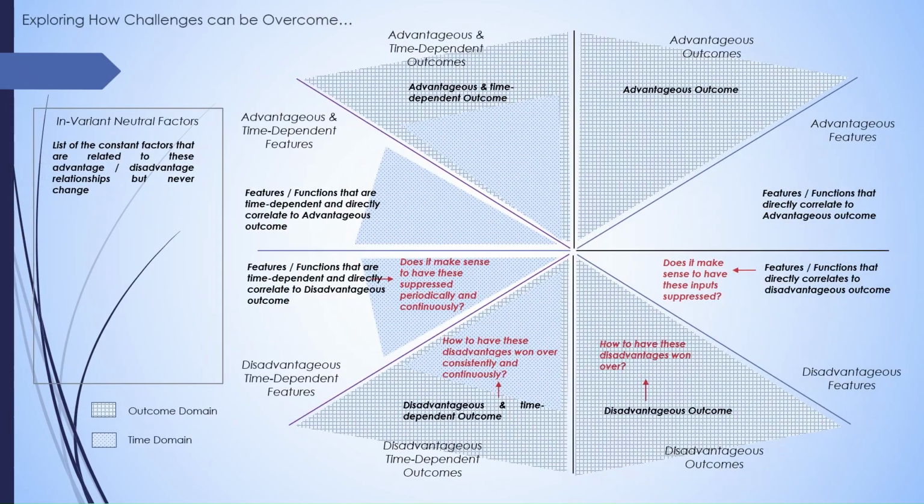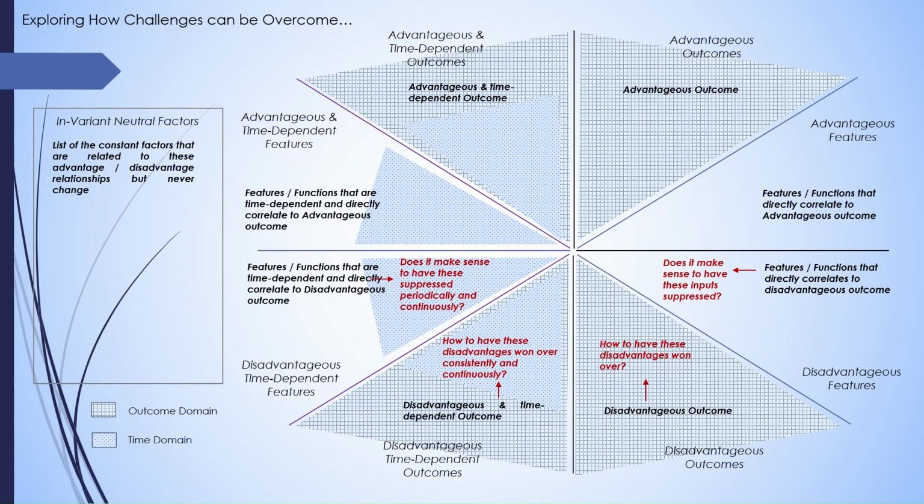Now, this is where exploration truly begins. Once you've plotted everything on the framework, the real trigger for innovation doesn't come from what's working well. It comes from the tough questions you're willing to ask. And those questions almost always emerge from the parts of the framework that clearly qualify as disadvantageous to the scenario under discussion. Start with the features or functions that directly lead to disadvantageous outcomes.